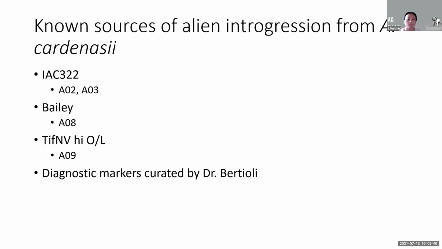In this material, because of disease reasons, we also have known sources of alien introgression harbored in those founders. Those are from historical breeding efforts by many groups, particularly the Texas and North Carolina groups, who introduced the cardenasii resistance. Dr. David Bertioli is talking about part of this as well. The IC322 from Brazil hosted introgression from the A02 and A03 region from cardenasii, and Bailey has A08, and Tiffany Hallel has A09, which was from the Texas effort.